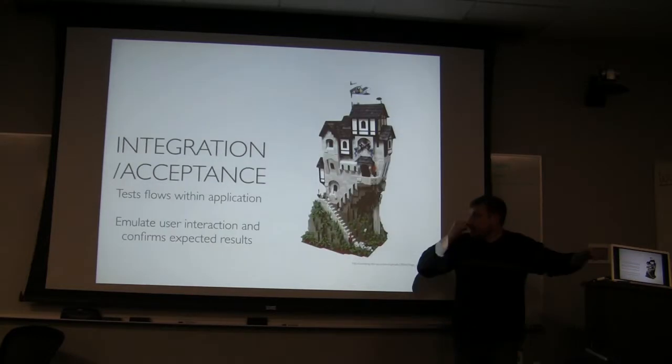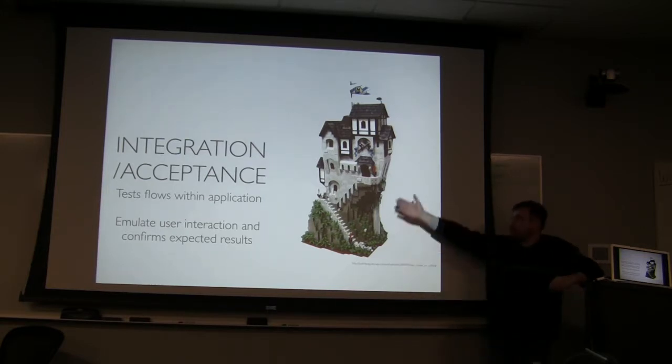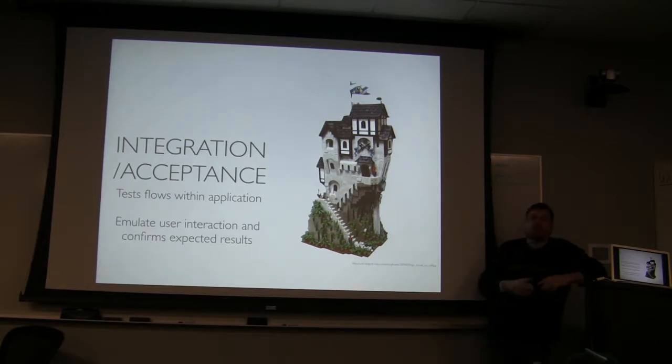And the next part is integration/acceptance test. So this tests your flow within the entire application. It's going to emulate user interaction and confirm expected results. So we went from those individual blocks to we built some doors, took some other blocks, built some windows, etc. to now we build ourselves a castle, or our application. And now how are the users going to expect it? We have guests come in, whatever. You could go forever on the analogies. But the idea is that integration and acceptance testing is going to emulate user interaction and confirm expected results.